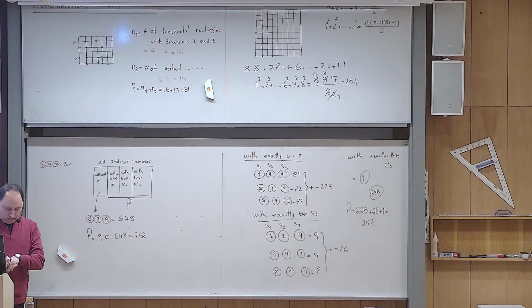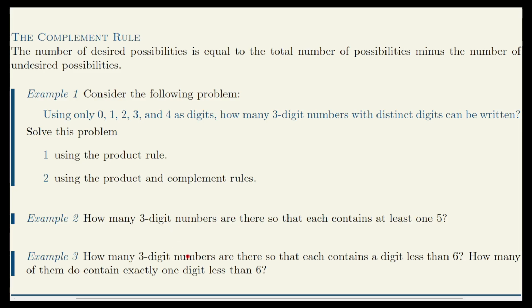And let me also solve number 3 and then we stop. So how many 3-digit numbers are there so that each contains a digit less than 6? And how many of them do contain exactly 1 digit less than 6? Okay, so let us try to solve that problem.